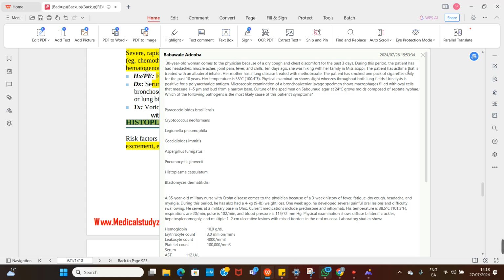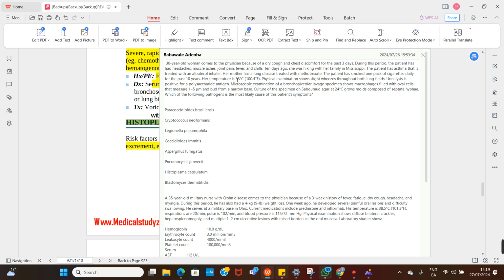Patient had asthma and is treated with albuterol. The mother had lung disease, treated with methotrexate. Patient has smoked 1 pack of cigarettes daily for the past 10 years. Temperature is elevated. Wheezing in both lung fields. Urinalysis is positive for polysaccharide antigen. Spot diagnosis. What's our answer? Spot diagnosis. We don't need to finish it.